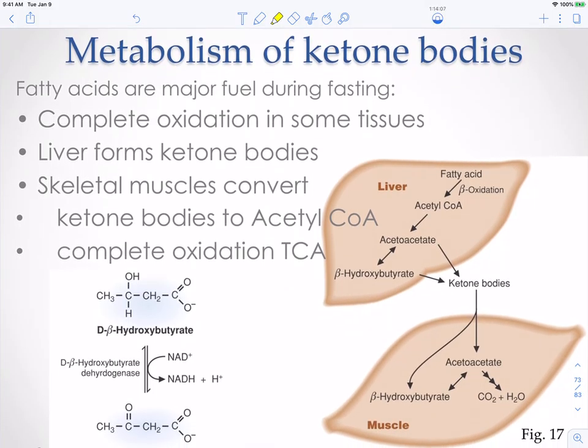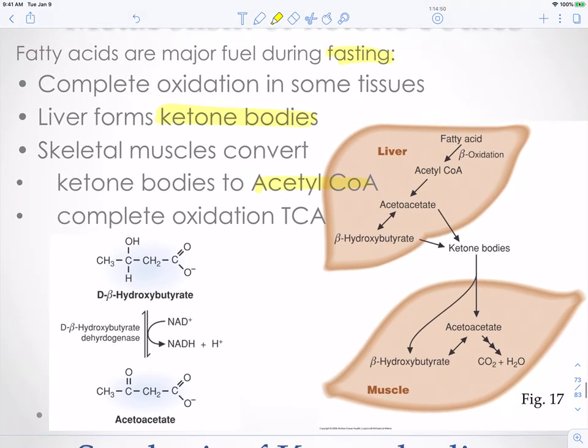Okay, and so finally, let's just talk about our ketone bodies. Our ketone bodies are going to be made in the liver, and these are going to be a major fuel during fasting. Some tissues will really like ketone bodies, so they're going to completely oxidize them. The liver is going to form the ketone bodies, but it cannot use them. It doesn't have the enzymes to break down ketone bodies, and that's why it makes them and releases them. Skeletal muscles love ketone bodies. They are going to convert ketone bodies to acetyl-CoA, and then oxidize them completely in the TCA cycle.